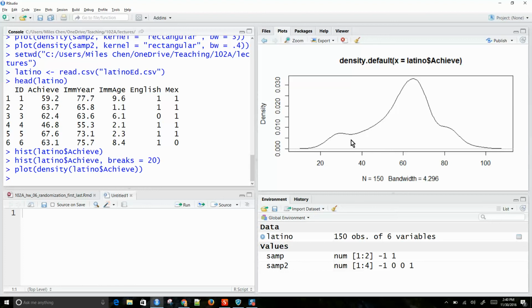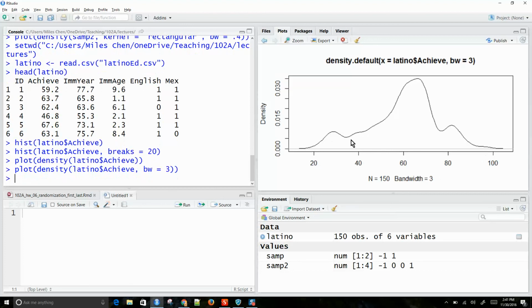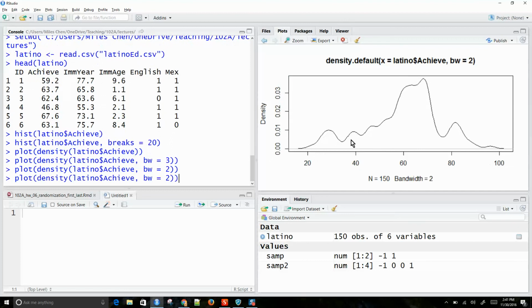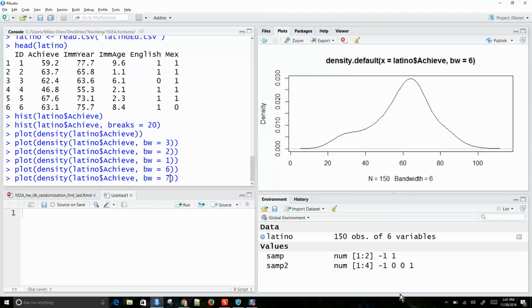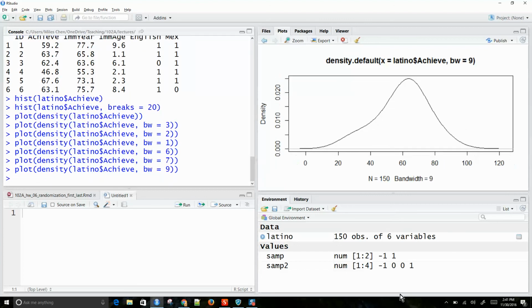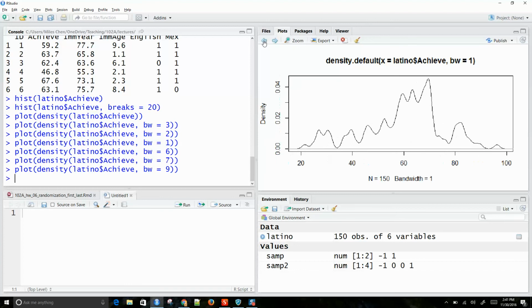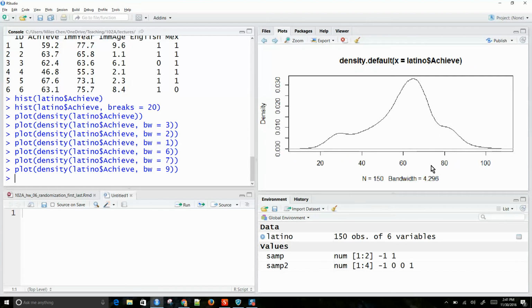But we can see what would happen if I adjusted the bandwidth. Right now my bandwidth is 4.2. If I decrease the bandwidth to 3, or 2, we can see it get more and more jagged. On the other hand, I can increase the bandwidth, and it just gets more and more smooth. It looks more and more like the normal distribution. So this is just adjusting the bandwidth. The default level R calculates using some equations.